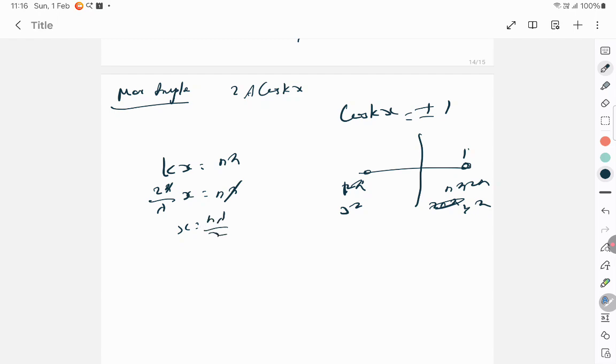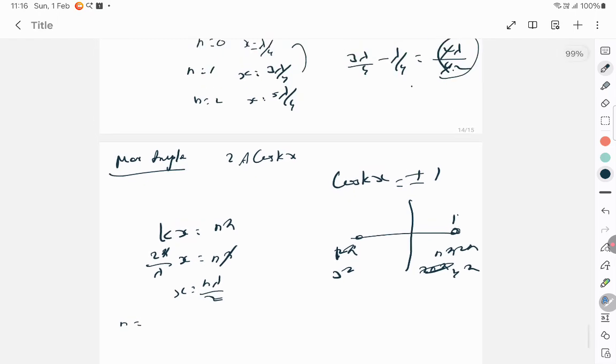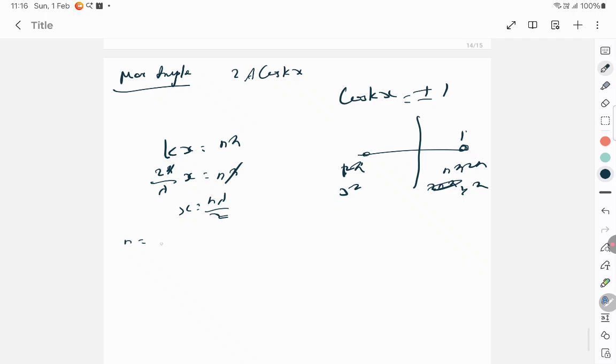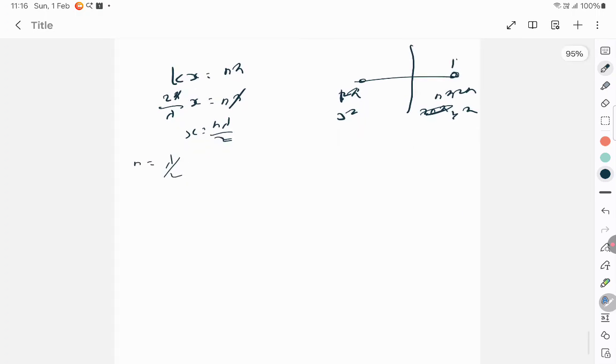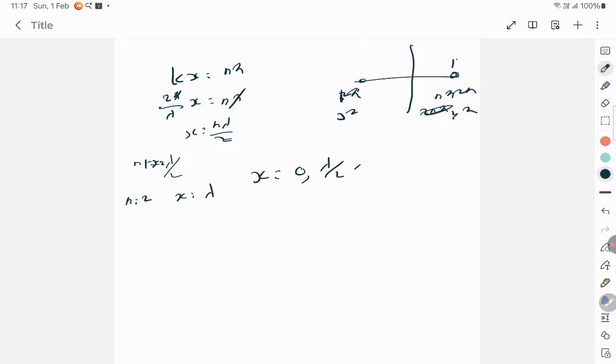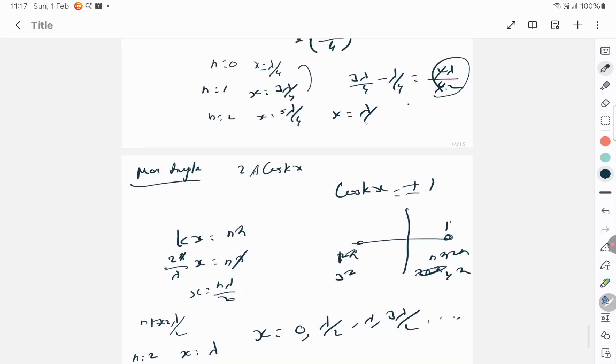Put n = 1, don't put n = 0, because you already put n = 0 to get the previous one, which is the node, so obviously this is going to result in an antinode. When n = 1, you get x = λ/2, n = 2 gives x = λ, and so on. These are the positions of antinodes. Therefore the conclusion is: antinodes occur at 0, λ/2, λ, 3λ/2, and so on, and nodes occur at x = λ/4, 3λ/4, 5λ/4, and so on.